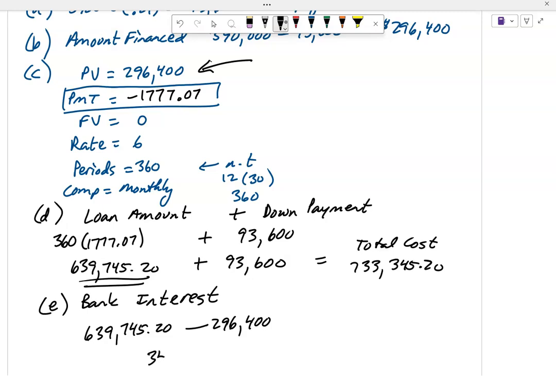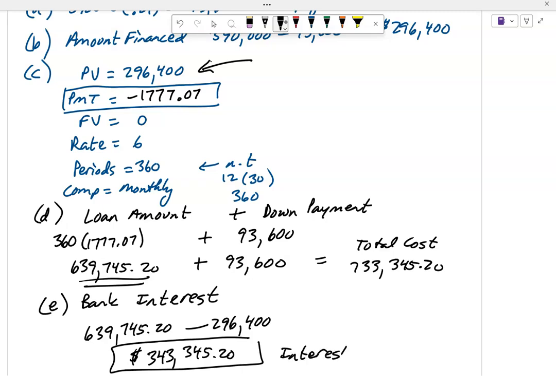So they made off of you $343,000 in pure interest, right? That's all money out the window. Oh, how depressing that is. That's why you want to minimize debt. Try and get a 15-year mortgage, not a 30-year mortgage, because the interest is substantially different, right?